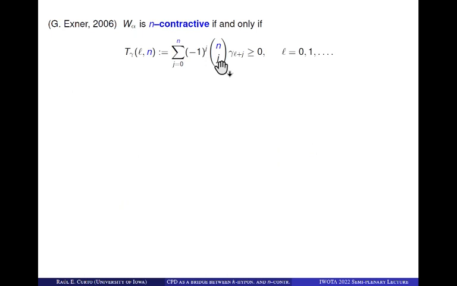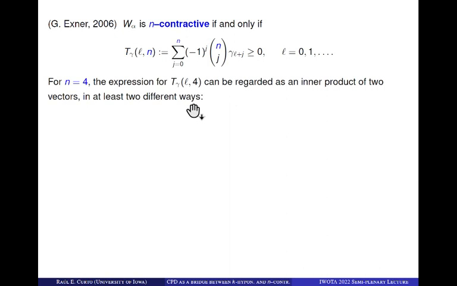Exner in 2006 proved that contractivity for weighted shifts is described in the following way. This is analogous to the Agler sum, but where instead of T star to the k, T to the k, we now have the moments gamma L plus j. And this has to be true for every L, and if n is fixed, that has to be true for every L. So it's infinitely many conditions again, where n is fixed. Okay? So k-hyponormality is described by matrices, n-contractivity is described by Agler sums.